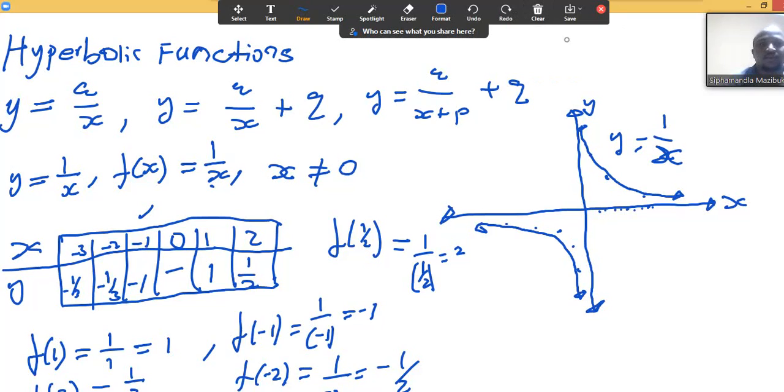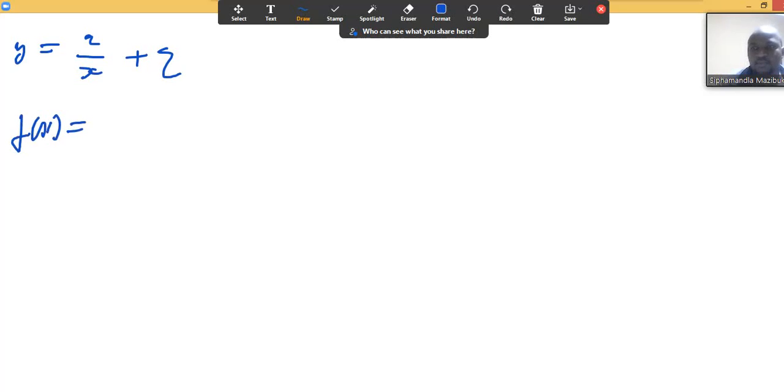Let's look at the second one. Now let's look at this format of y is equal to a all over x plus q. What we want to do now is find out what q does in a graph. Okay, so let's look at this example. F of x is equal to 1 all over x, let's say plus 1. Let's see what will happen in that case.